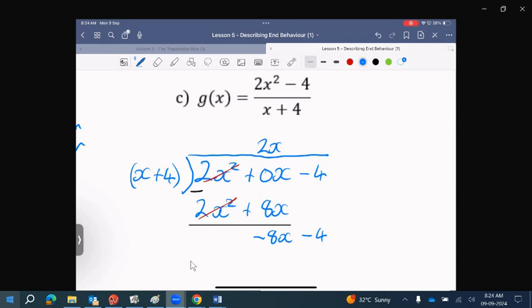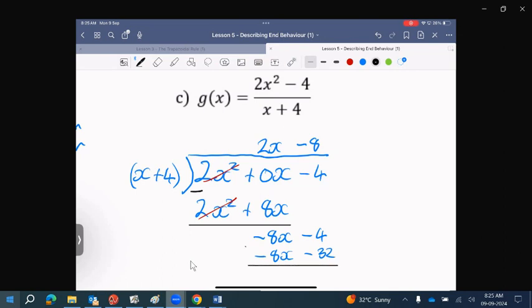So the first question I ask myself is, what must I multiply x by to get minus 8x? So I must multiply by negative 8. Negative 8 times x gives minus 8x. Negative 8 times 4 gives how much? Negative 32. And then I do the subtraction.